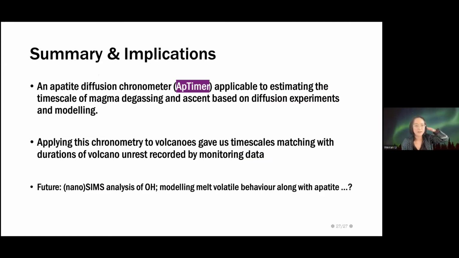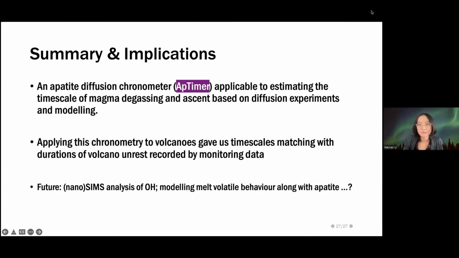So just to summarize, we established an apatite diffusion chronometry that is useful for estimating the timescale of magma degassing and ascent. These diffusivities were measured by new diffusion experiments, and we built a new multi-component diffusion model to simulate such diffusion in natural samples. We applied this chronometry to multiple volcanoes, and we have got timescales that really match the duration of volcano unrest recorded by monitoring data.